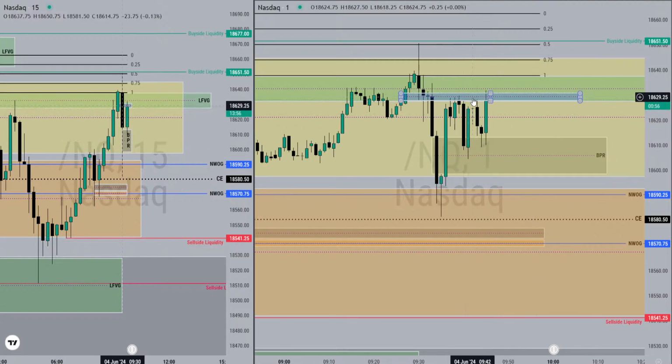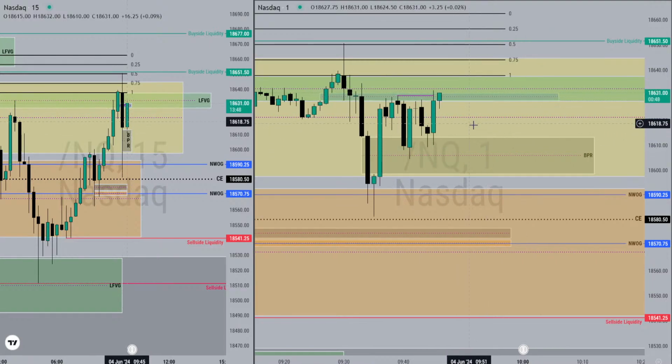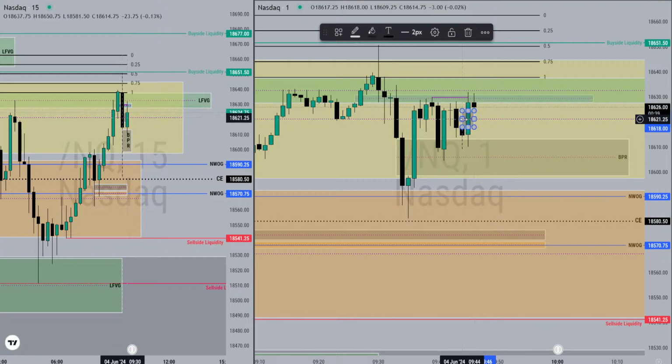Is that market structure shift valid? See, this high shifted over there. Is that market structure shift valid? A lot of you will say the market reached until this parallel gap. Now the market has given me the market structure shift over here. This is the parallel gap.